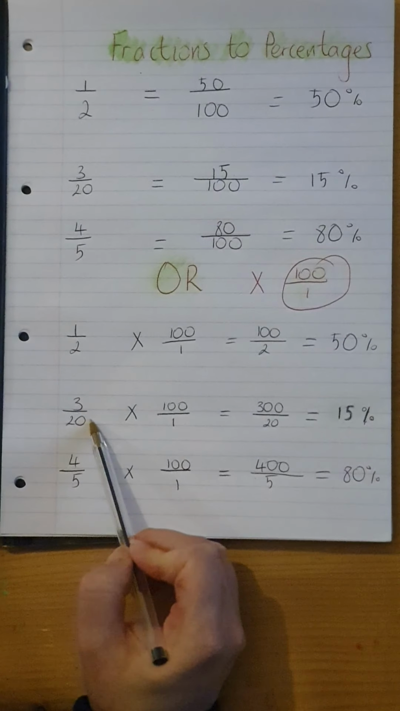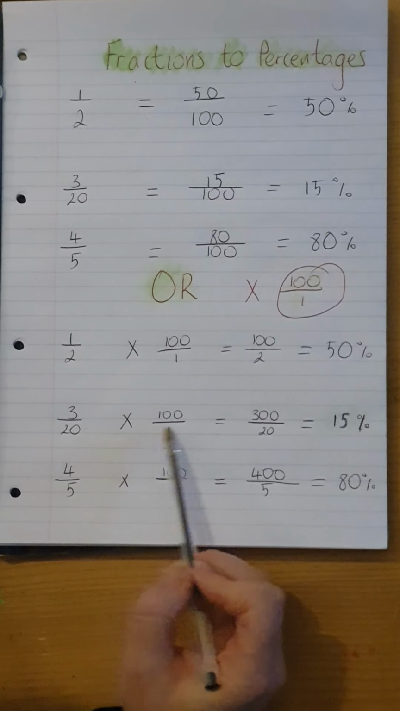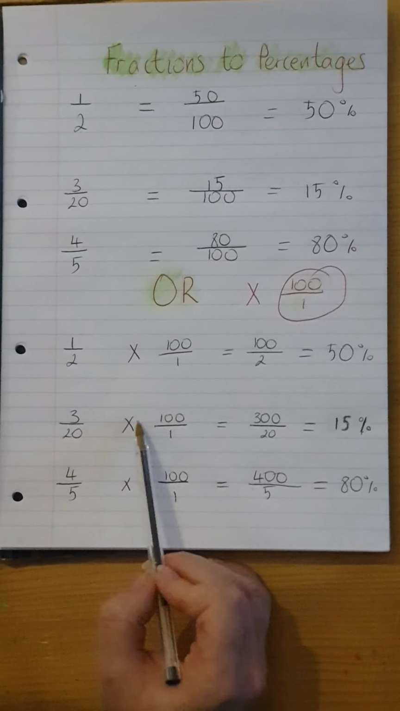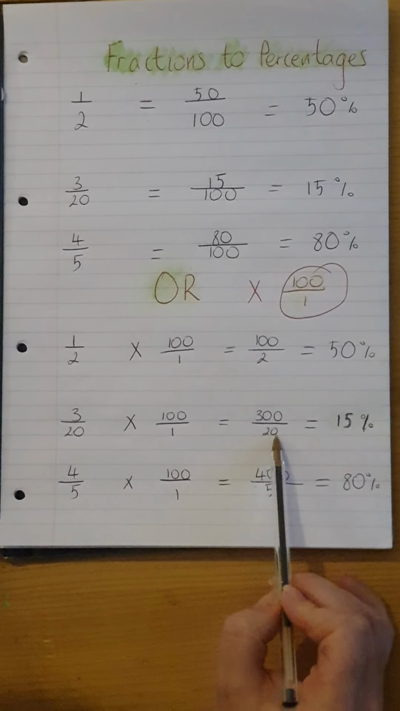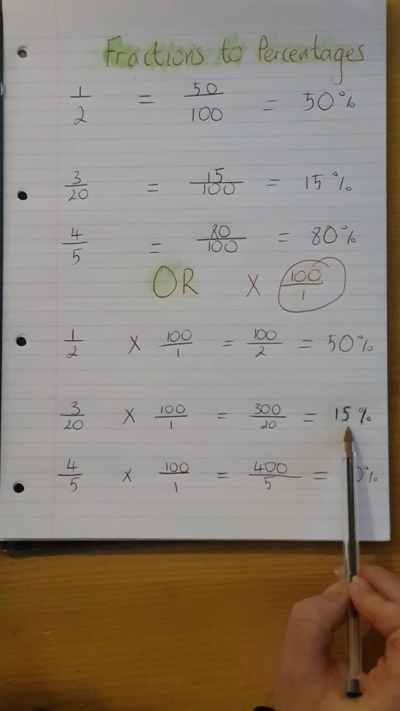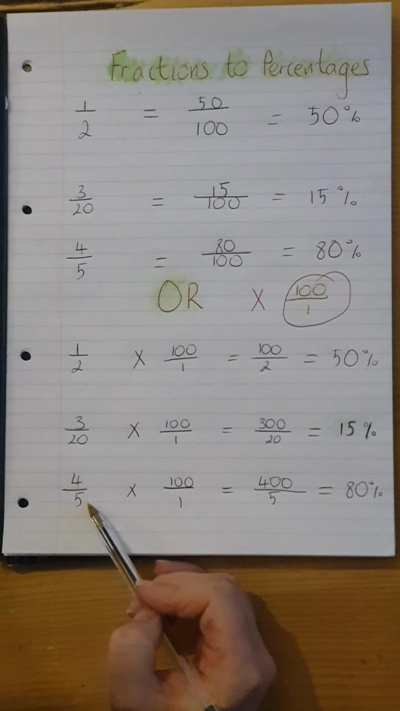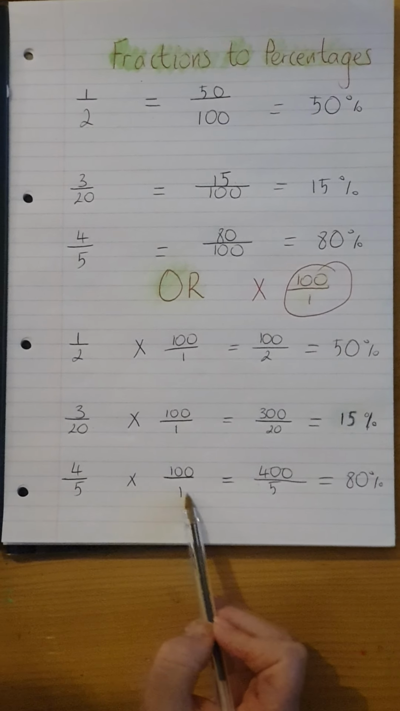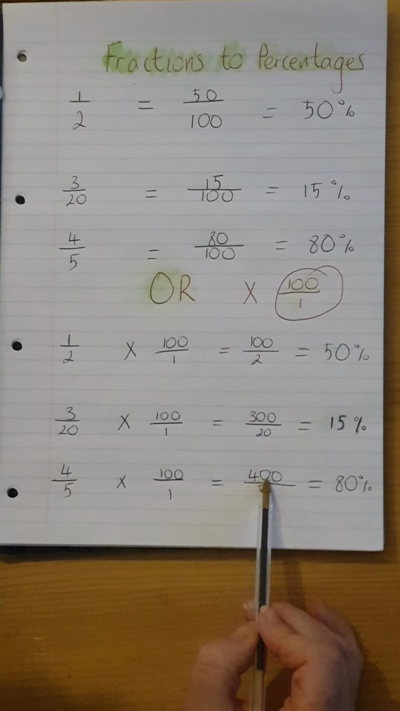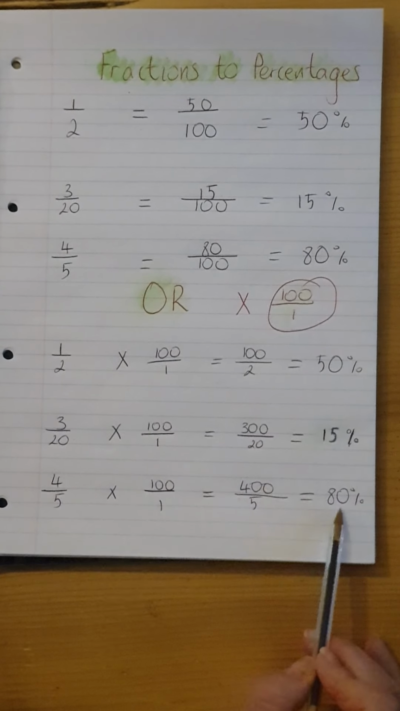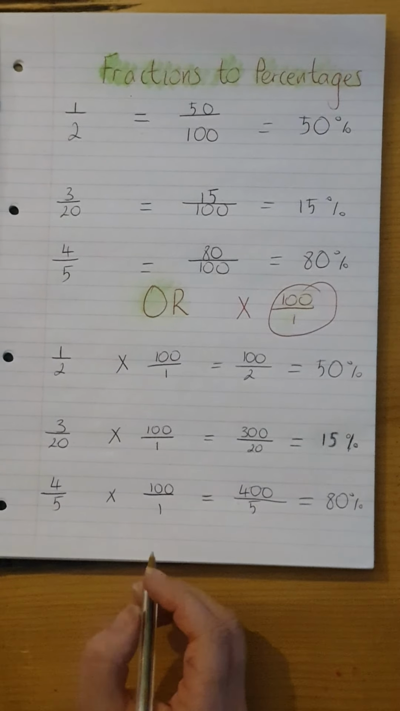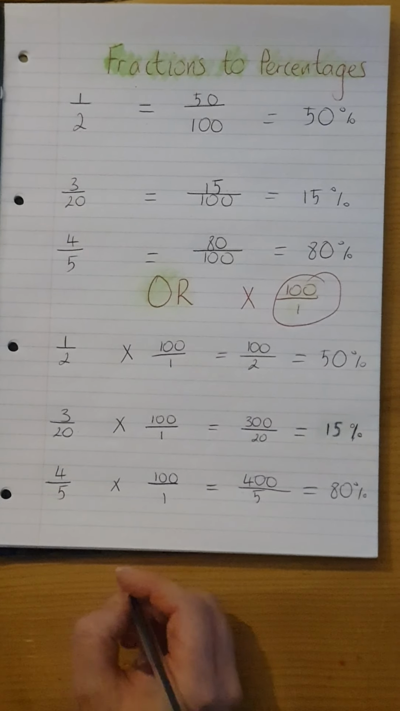3/20ths, change it to a percentage. Multiply it by 100 over 1. 3 multiplied by 100 is 300. 20 multiplied by 1 is 20. 20 into 300 is equal to 15%. 4/5. Multiply by 100 over 1. 4 by 100 is 400. 5 by 1 is 5. 5 into 400 is equal to 80%. And that's how you change percentages to fractions and fractions to percentages.